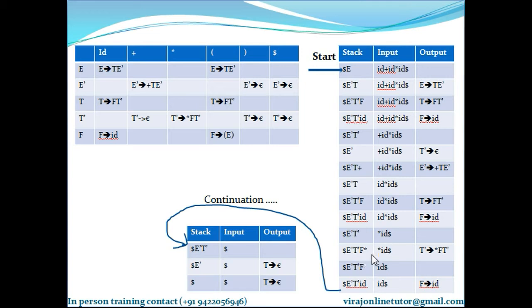Cancel asterisk with asterisk. You get this. What is f on id? F on id is id. So replace f with id. Cancel id with id. And I'm continuing it here because of space constraint.